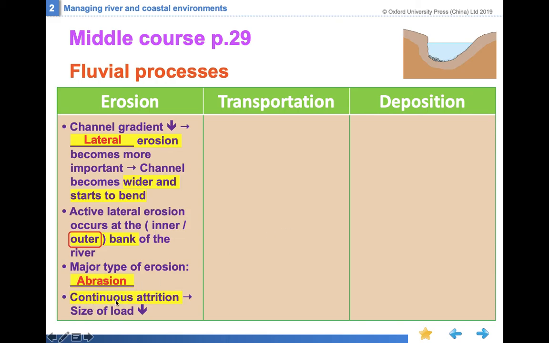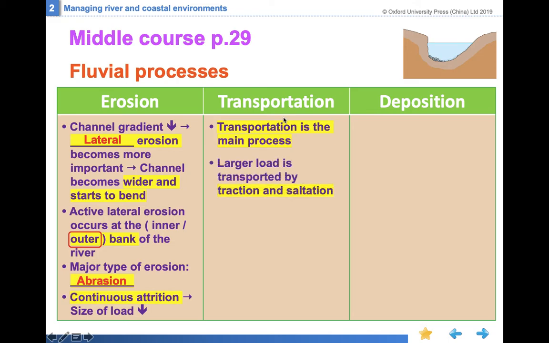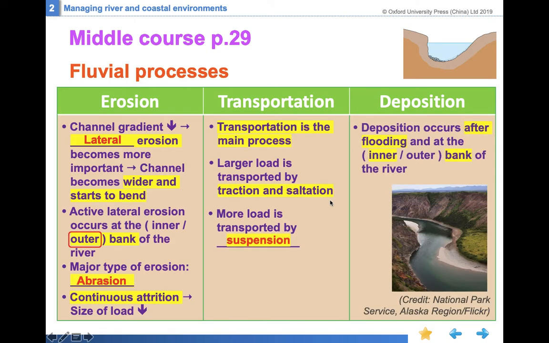So there would be continuous attrition, and thus the size of the load will decrease. For the transportation, in the middle course, transportation is the main process. The large load will be transported by traction and saltation, and more load is transported by suspension, because some of the loads are eroded during the transportation, so they may become smaller. And for the deposition, it happens after the flooding at the inner bank of the river. Inner bank.